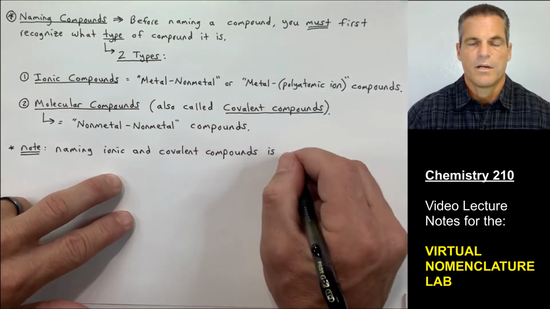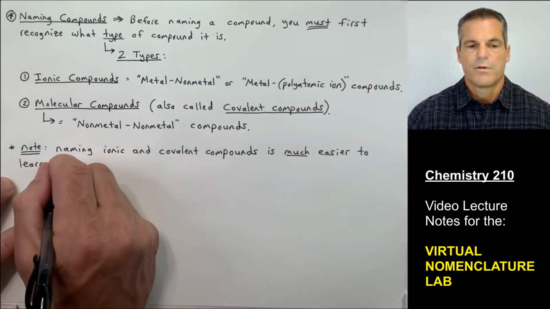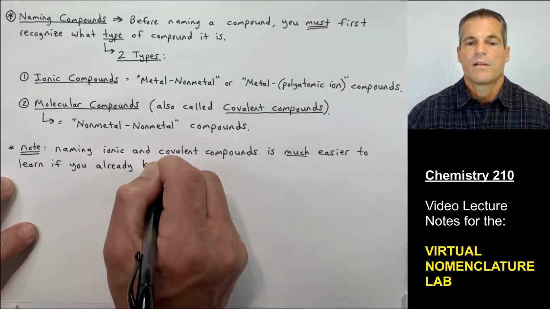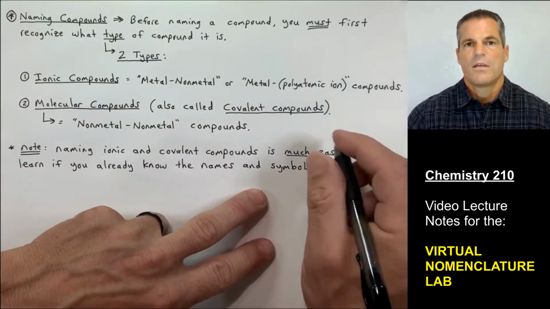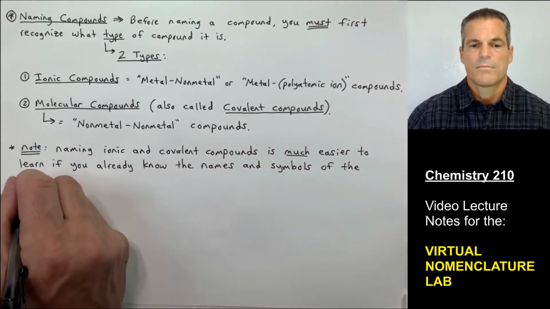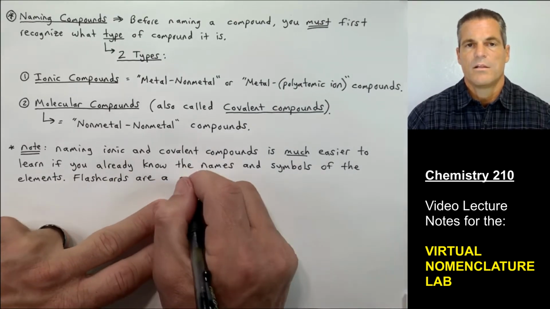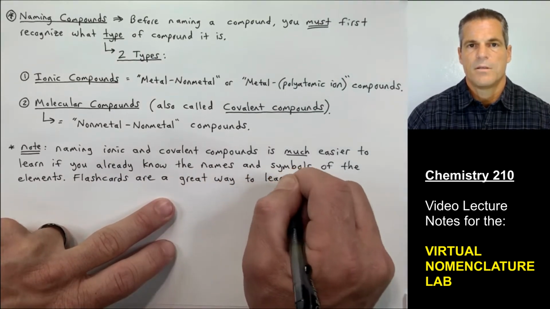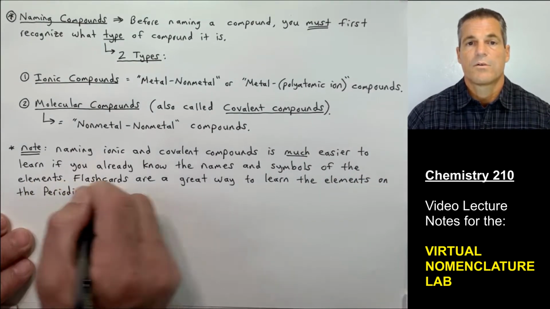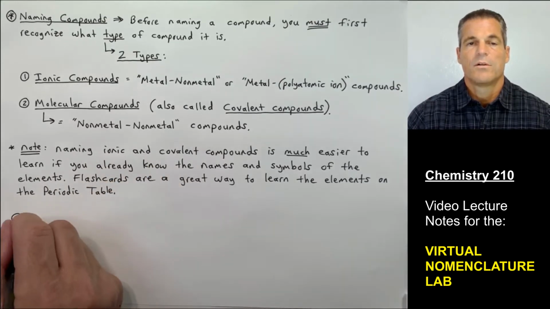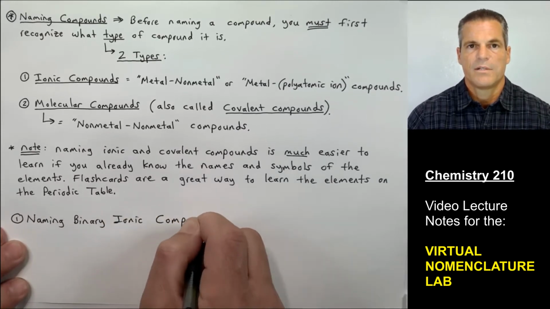Just a note here on naming compounds and how this topic can be much easier for you. Naming ionic and covalent compounds is much easier to learn if you already know the names and the symbols of the elements in the periodic table. Flashcards are a great way to learn the elements on the periodic table. So it's a lot easier if you already know the names and symbols of the elements.